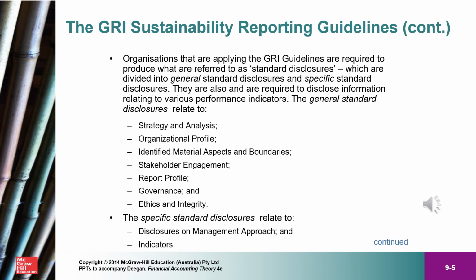Organizations that are applying the GRI guidelines are required to produce what are referred to as standard disclosures, which are divided into number 1, general standard, and number 2, specific standard. Examples of general standard disclosures relate to strategy and analysis and organizational profile. On the other hand, the specific standard disclosures relate to disclosures on management approach and indicators.